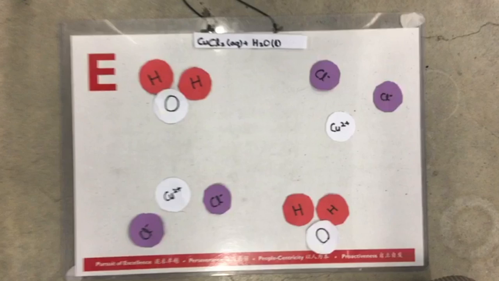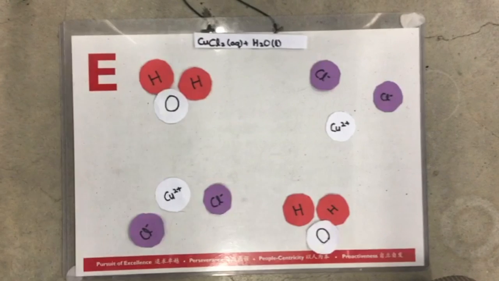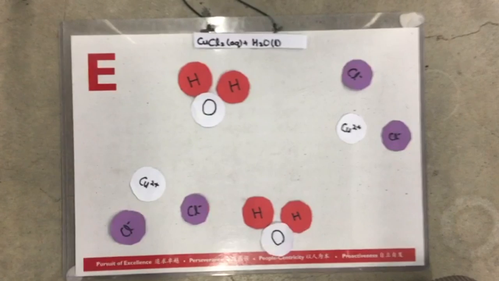However, since it is soluble in water, the copper-2 chloride dissolves and the copper-2 ions and chloride ions once again split up to move around freely, apart from each other. After the copper-2 chloride ions dissolve in the water just formed, it produces a blue solution in the beaker.